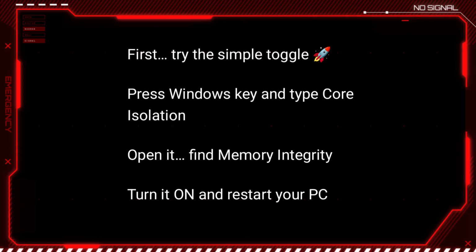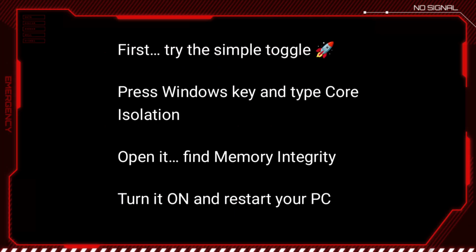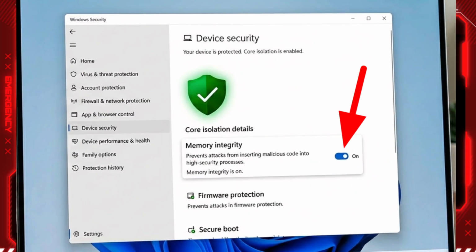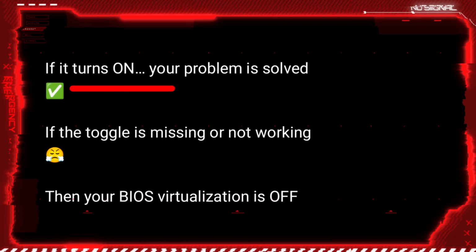First, try the simple toggle. Press the Windows key and type core isolation, open it, find memory integrity, turn it on and restart your PC. If it turns on, your problem is solved.